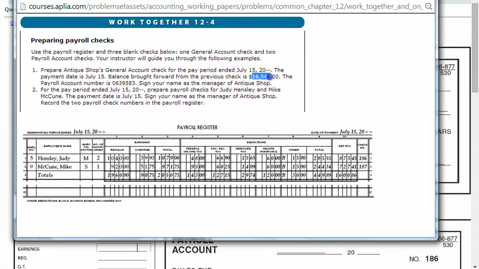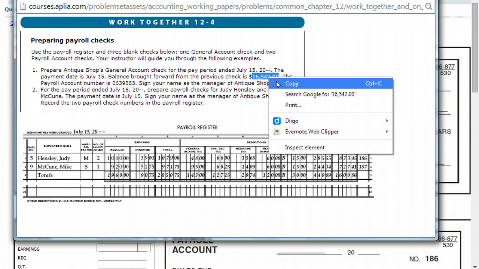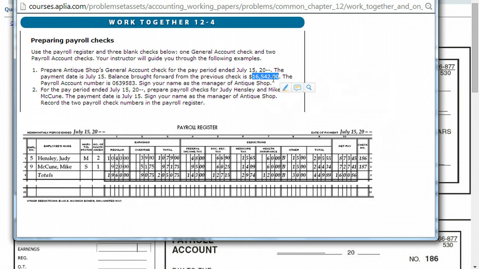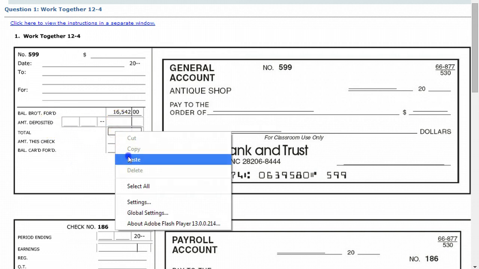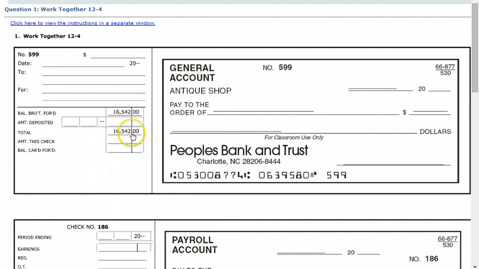Our previous balance was $16,542. And we're going to write it to our payroll account. So this is the actual balance right here that we're bringing forward. There was nothing deposited, so right now we have $16,542.